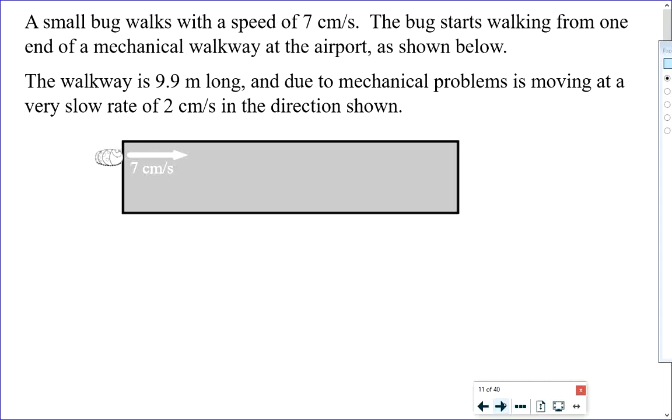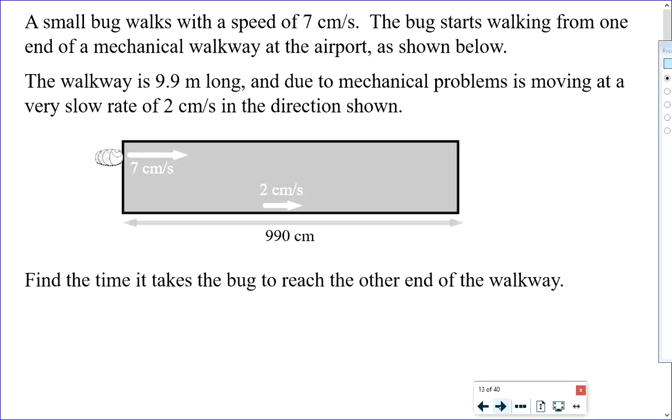But it's moving very slow. There's something wrong with the motors in the walkway, and it's only moving at 2 centimeters per second, which means you might as well not even get on it if you're a human being, right? You're just going very, very slow. Slower than those little cars that you did that lab with. All right, so the question is, the walkway is moving at 2 centimeters per second. The bug is walking on the walkway at 7 centimeters per second, and the walkway is 990 centimeters long. How long does it take the bug to reach the end of the walkway?